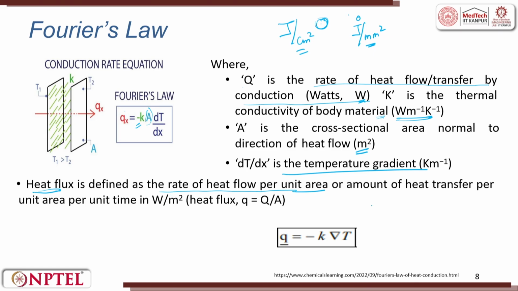So, the heat flux is defined as the amount of heat transfer per unit area per unit time, given in watt per meter square. Heat flux, small q, is defined as Q by A, where Q is the rate of heat flow and A is the area. You can see this is the area, and the heat is flowing from T1 to T2. So, the equation for heat flux can be expressed as minus K into the gradient.